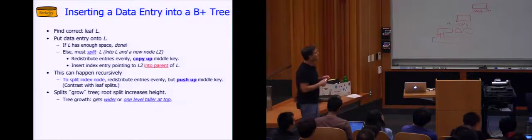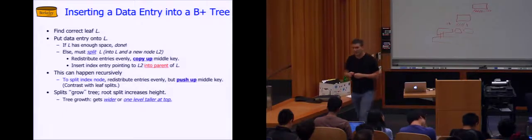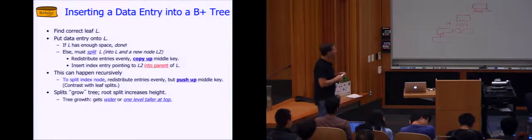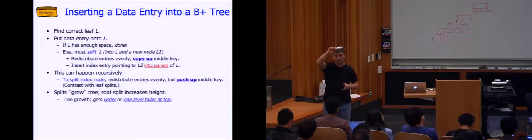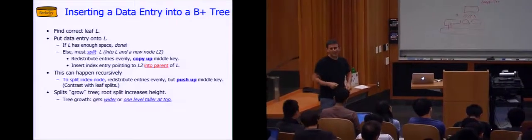Inserting a data entry into a B plus tree. So how do you do insertion? This is where it gets fussy, and you want to start paying close attention. First, you find the place to insert it. So you do a search, walk down the tree to find the correct leaf, L, and then you put the item on L, and if there's room for it, you're done.